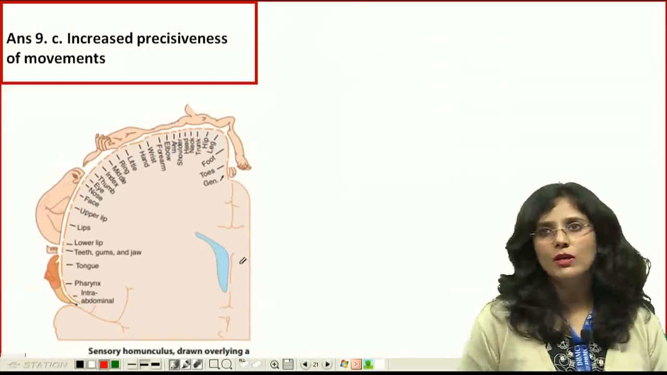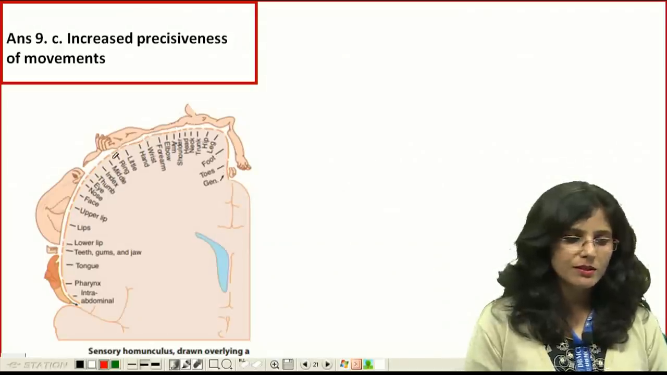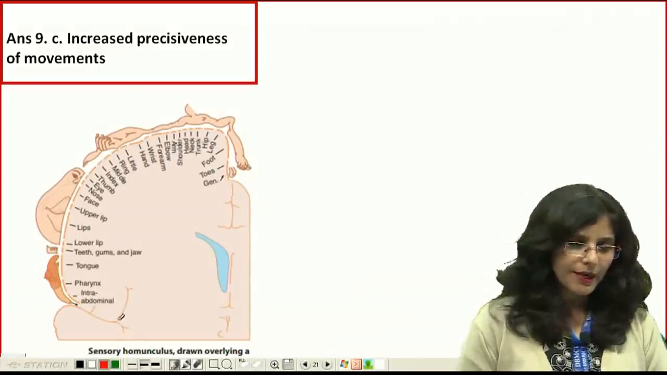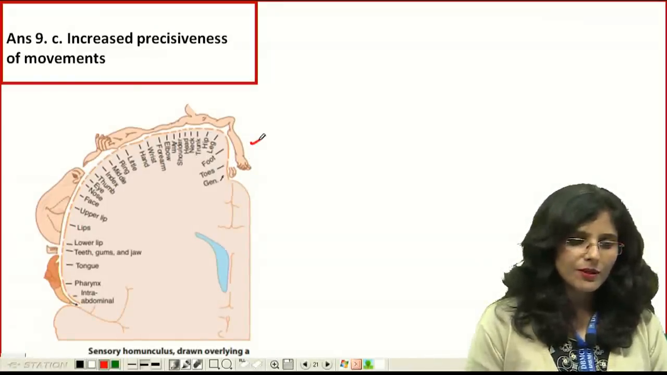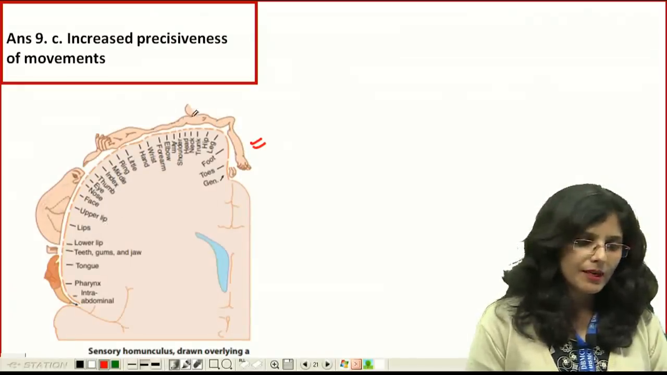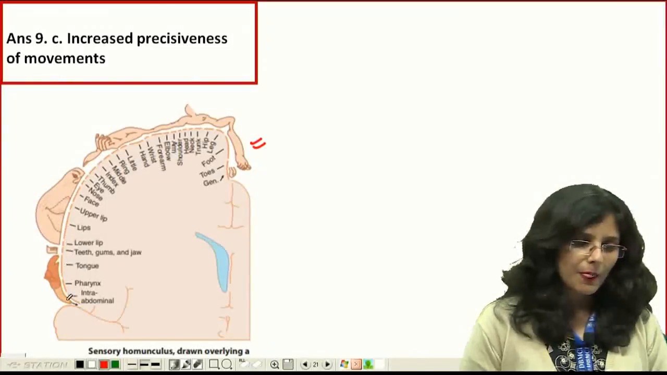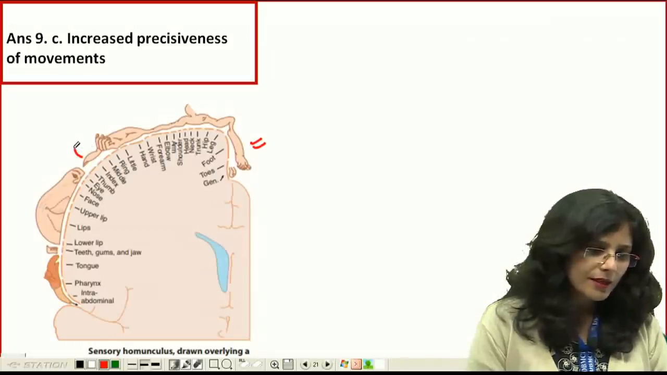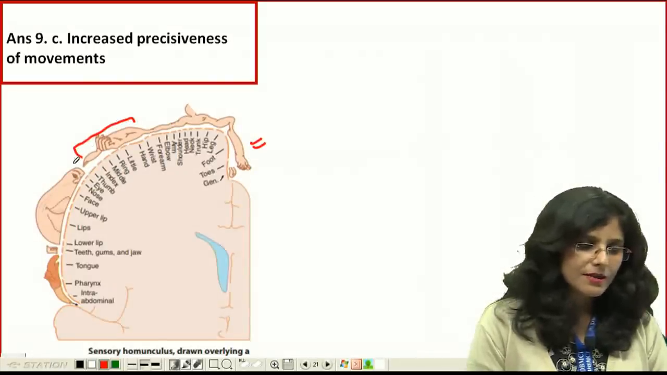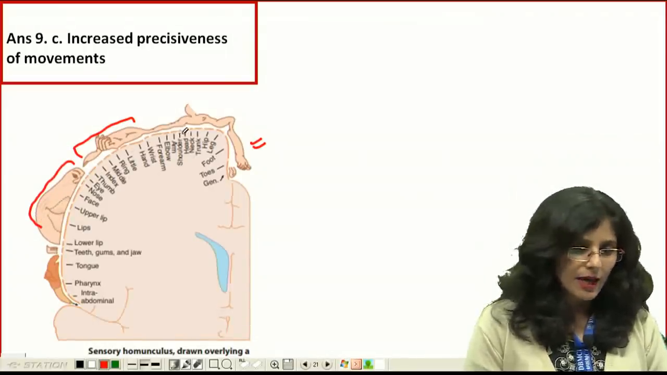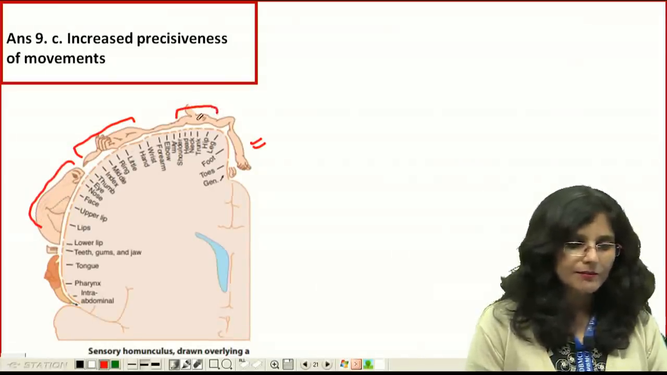In the homunculus, this is the cortical area of representation of the different body organs. It is upside down. The foot area is on the medial side and on the top. The middle area is the neck and trunk, then the fingers, then the lip and face area. This is an upside-down presentation. And if you see here, the area of the fingers and the area of the face and lip is very large as compared to the trunk area.